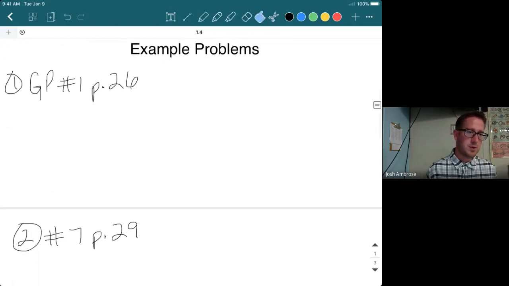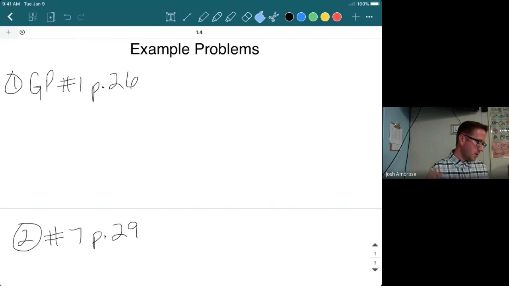All right, so let's jump into it here. We got some example problems to go through. Anytime you see GP, that is just the little shorthand for guided practice. All right, so go to page 26. We will be doing number 1 of the guided practice, page 26. It's right at the bottom of the page. I'm going to read it aloud. You are looking at the book right now. You're going to write an equation or an inequality for the sentence.